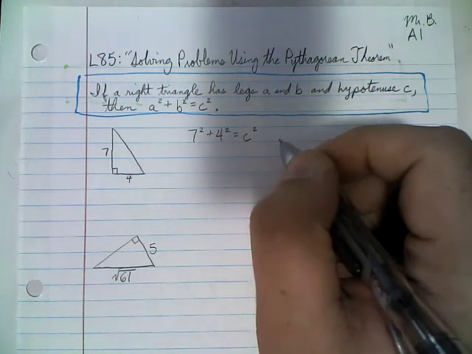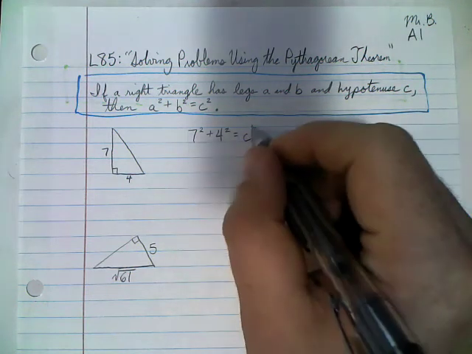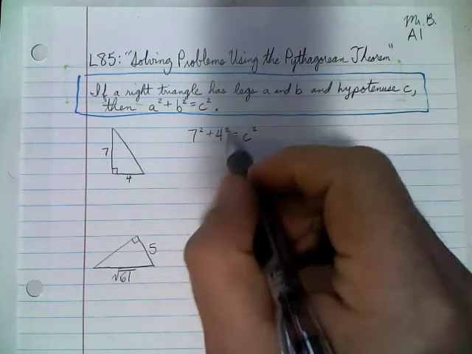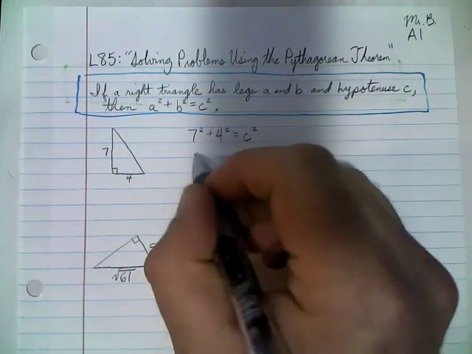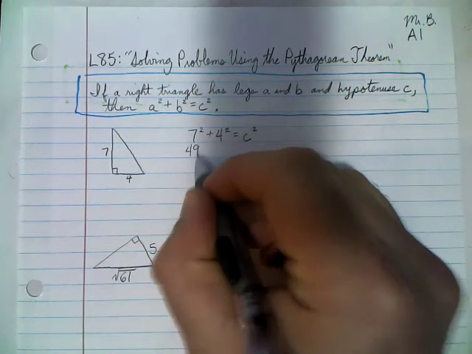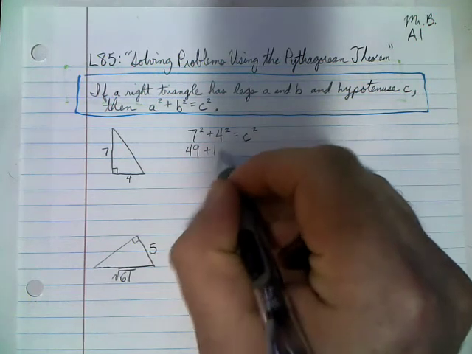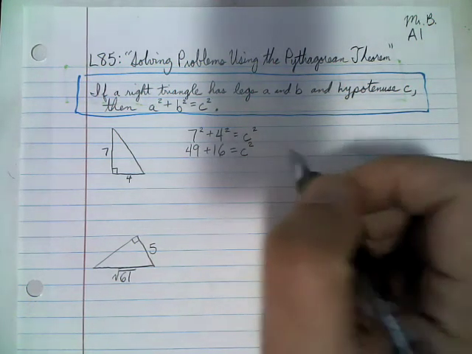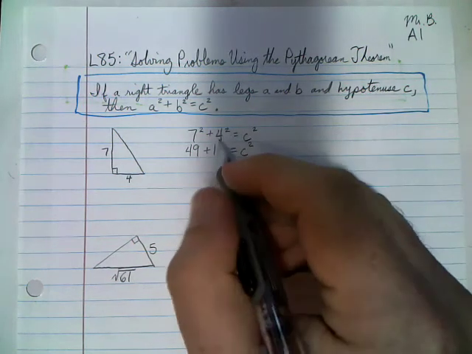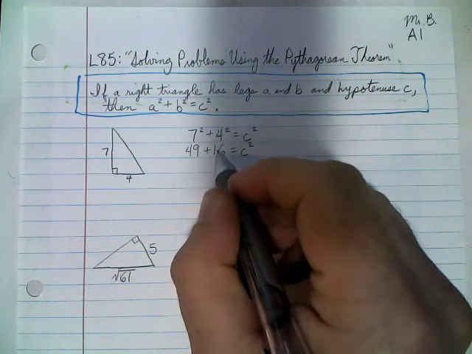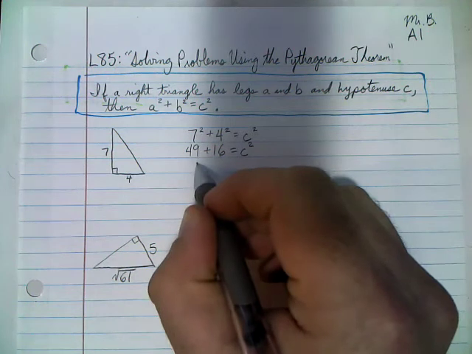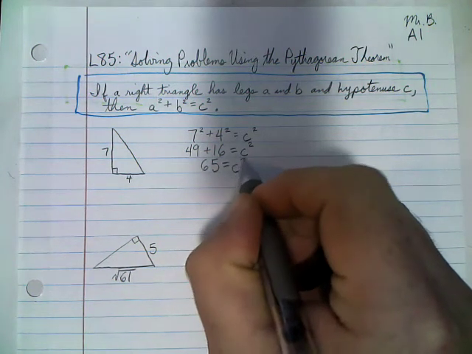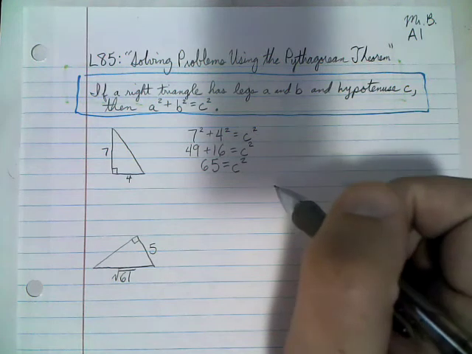If we go ahead and solve this now, before we solve, let's simplify. You always want to simplify as much as you can before you solve. So I'm going to follow the order of operations to simplify this. 7 squared is 49, 4 squared is 16, and that still equals C squared. We'll simplify that further, and we're going to get 65 equals C squared.